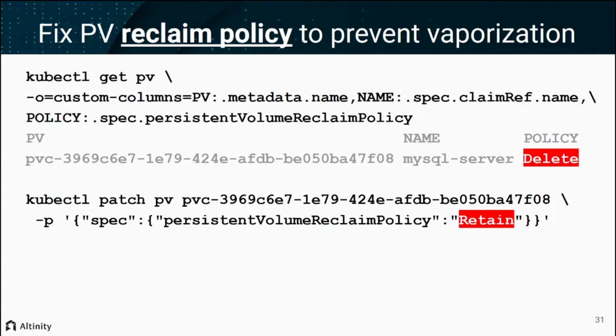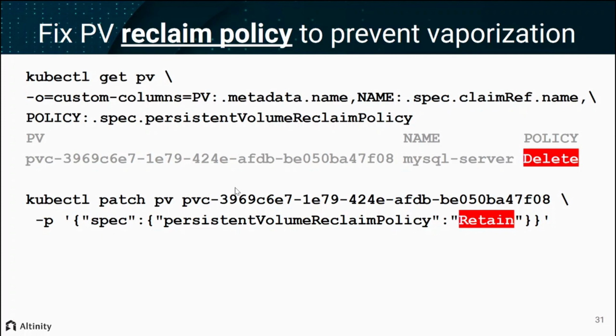So we list the PVs here, and I show this example. You can see the policy is delete. That means that when the persistent volume claim that caused the storage to be created goes away, the storage just vaporizes. So that's bad. What we can do if we have existing PVs is fix this by changing the reclaim policy to retain, and this patch command shows how to do that.